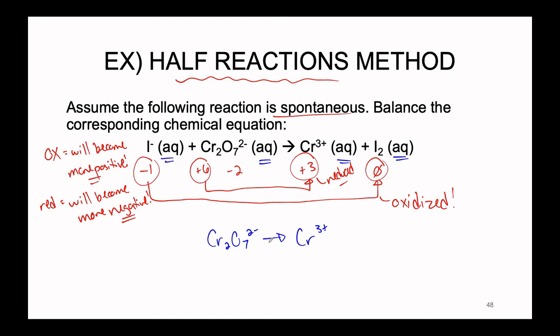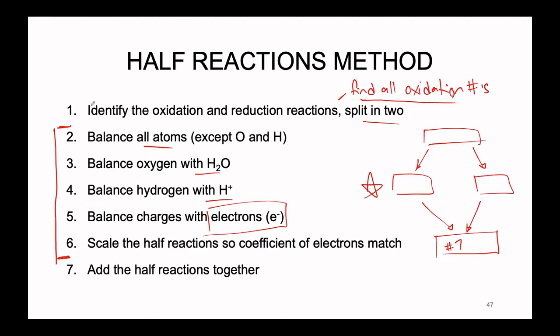I'm just not writing them because they are shown up above. All right, so the first piece is this chromium piece. This is the reduction piece. The second is the I- turning into I2. And again, I'm just dropping the phases now. They're still implicitly present. All right, so we have now completed step 1. We are moving into the balancing steps.